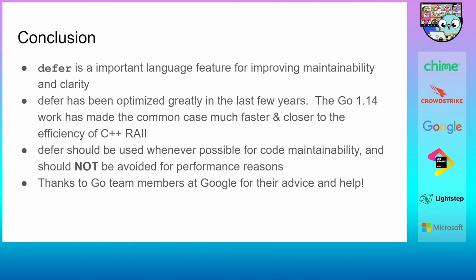So in conclusion, I hope that I have increased your appreciation for the defer statement and have shown how it helps improve the maintainability of your code. Defer has been optimized greatly in the last few years. The Go 1.14 work on open-coded defers has made the common case much faster, as small as a few nanoseconds. The cost is now much closer to the cost of a function call itself and closer to the efficiency of C++'s RAII. So I want to emphasize, as one of the messages from this talk, that defer should now be used whenever it makes sense to make code clearer and more maintainable. Defer should definitely not be avoided for performance reasons.